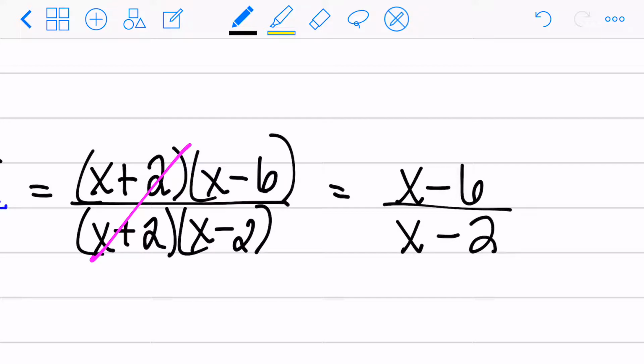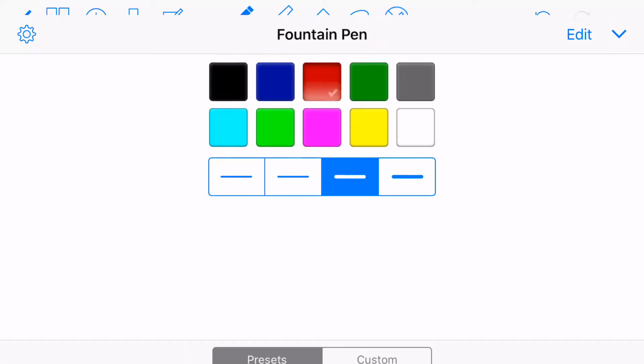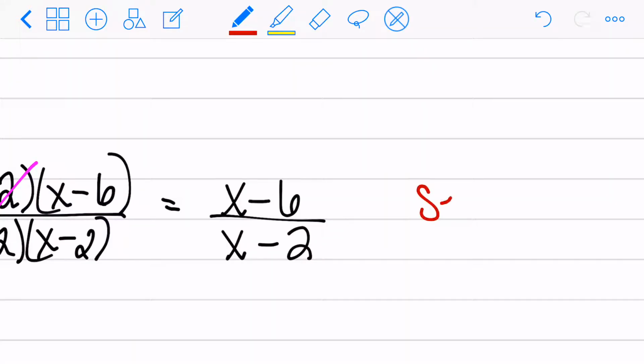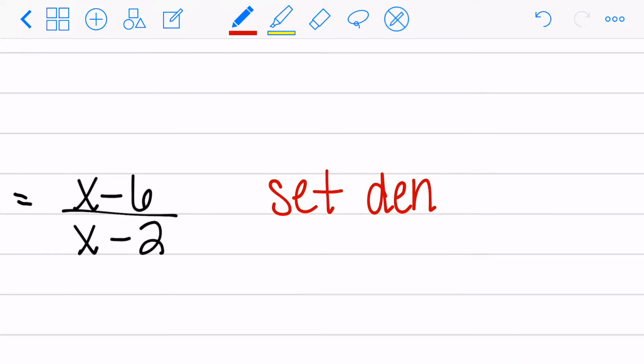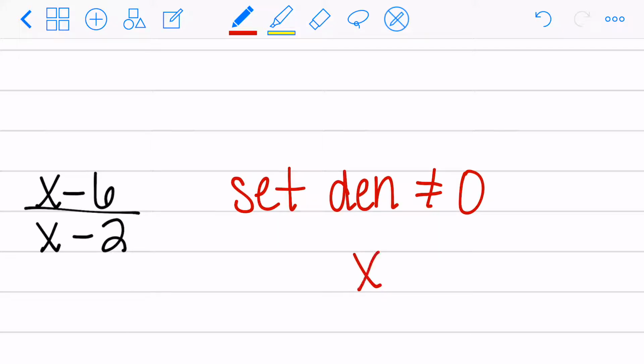Okay, so one thing that we forgot to do in example number 1 is we forgot to set the denominator not equal to 0, and then you know what it can't be. So let's set these. So x squared minus 4 not equal to 0.